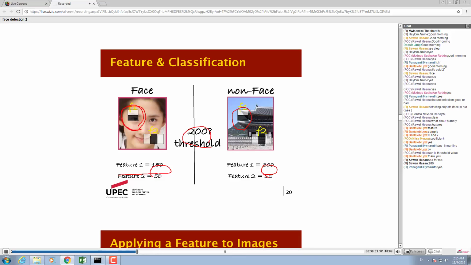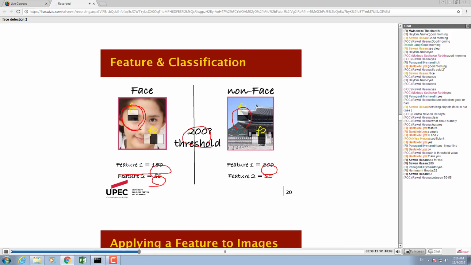Yeah. So in case of F2, another example, the face image, the positive one, has a value of 50. The negative one on the right side has the value 55. Then what can be the threshold? What threshold value do you want to use in this case? Yeah, exactly. In between 50 and 55. It can be 52, 53, 52.5, whatever. Okay, that's it.